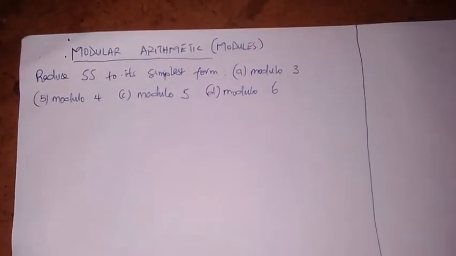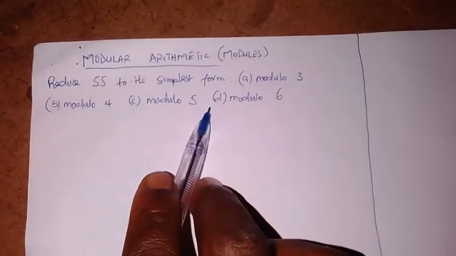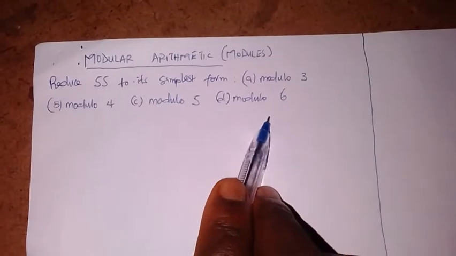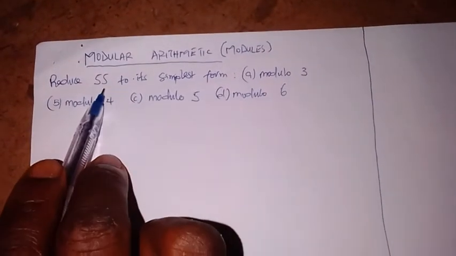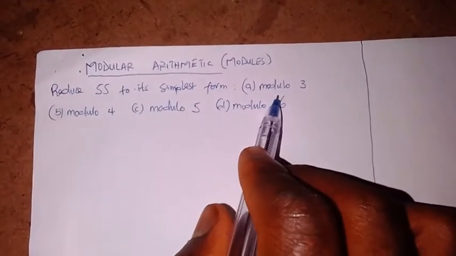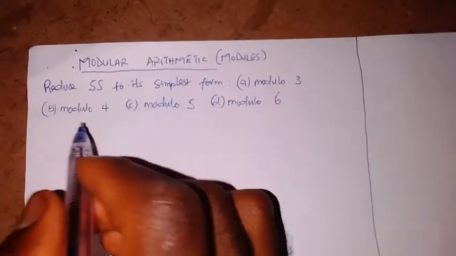Okay, so let's look at the basics. In this question, we reduce 55 to its simplest form in modulo 3, modulo 4, modulo 5, and modulo 6. How do we reduce this to all these modulo? Modulus is the singular, and the plural is moduli. You might need it.